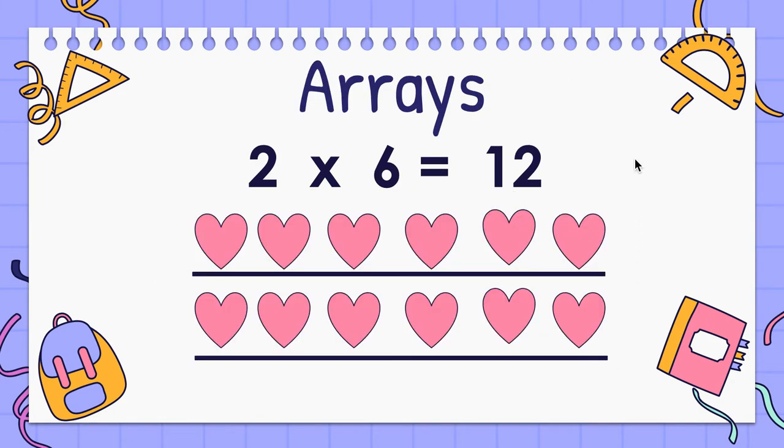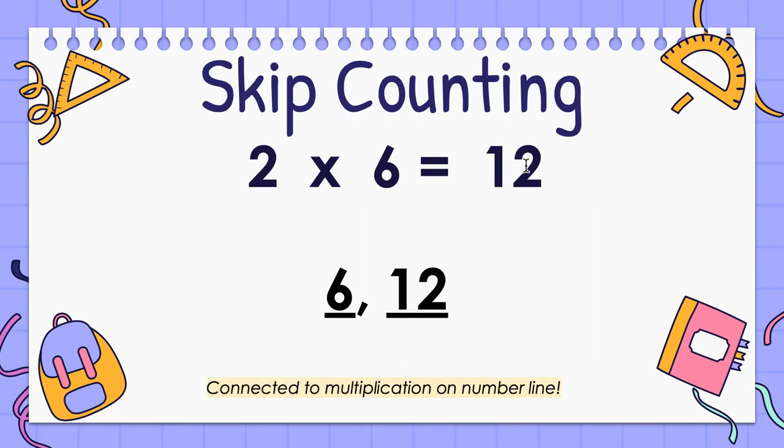For arrays, using the same equation, we would need 2 rows, so there are 2 lines drawn. Each row needs 6 hearts, and the total or product is 12. For skip counting, we're going to be skip counting with the same equation, so we would need 2 times to skip count. So we have 2 lines drawn, so we remember. And each skip count is going to be worth 6. And our total or product is 12. Skip counting is actually connected with multiplication on the number line and is really helpful for students.